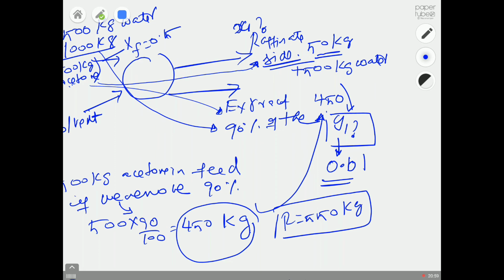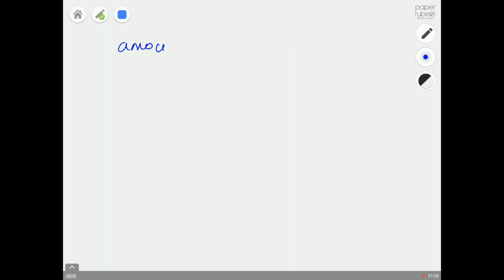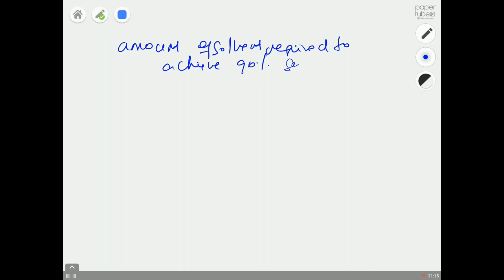So what we need to calculate now is the amount of solvent required to achieve 90% separation. So that's what we need at the moment. So let me calculate this.